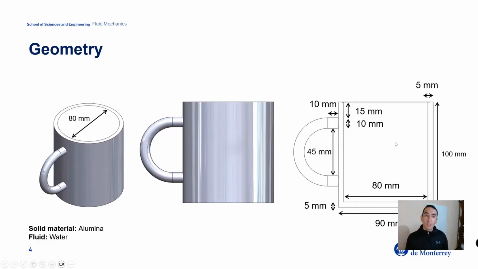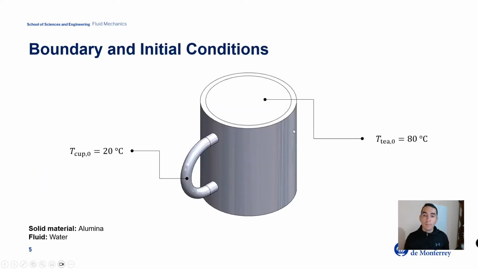So the geometry that we are going to be working with is going to be something similar to this. We're going to have an inner diameter for the cup equal to 80 millimeters, and we're going to have a thickness for the cup of 5 millimeters. All of the other parameters that we're going to need are represented in this slide, so we're going to be coming back when we need them.